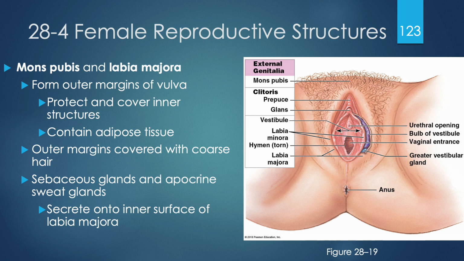The mons pubis and labia majora can be discussed together, and they basically form the outer aspect of the vulva. So the mons pubis and labia majora will protect and cover the inner structures. These contain adipose tissue, and they're also covered with coarse hair. There are also sebaceous glands present, as well as apocrine sweat glands, and these secrete onto the inner surface of the labia majora.